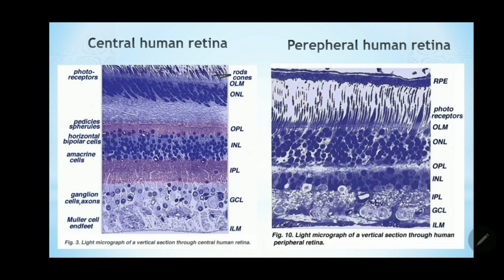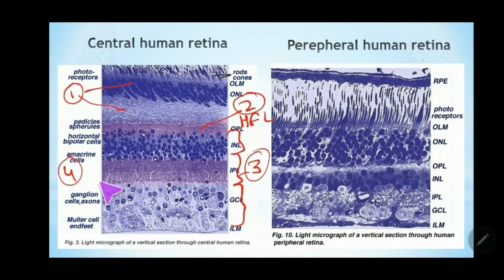Point number 1 is obliquity: the cones or their nerve fibers will be obliquely placed, right. Point number 2 will be the Henle fibrous layer. Number 3 will be the thickening of these layers, and fourth will be the convergence. You can just remember like this, that the visual impulse convergence is less here, and it is more here. These are the points you can remember that will help you differentiate the central and peripheral human retina. Okay.